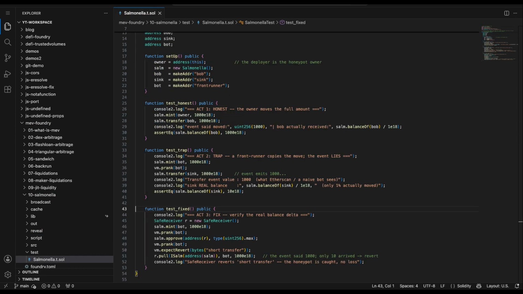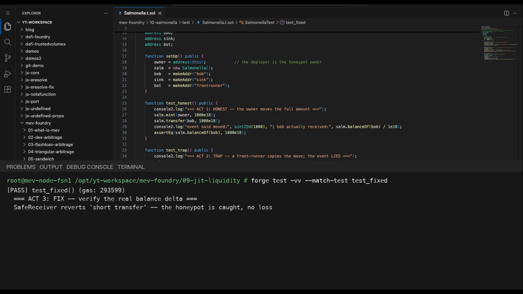Here's the fixed test, the same frontrunner, the same 1,000 token move, but now routed through the SafeReceiver that verifies the real balance change. We expect it to revert. Run it, the SafeReceiver pulls, checks the real delta, sees only 10 arrive where 1,000 was promised, and reverts with short transfer. The honeypot is caught before any money is committed. Same token, same trap, and one balance check defeats it.